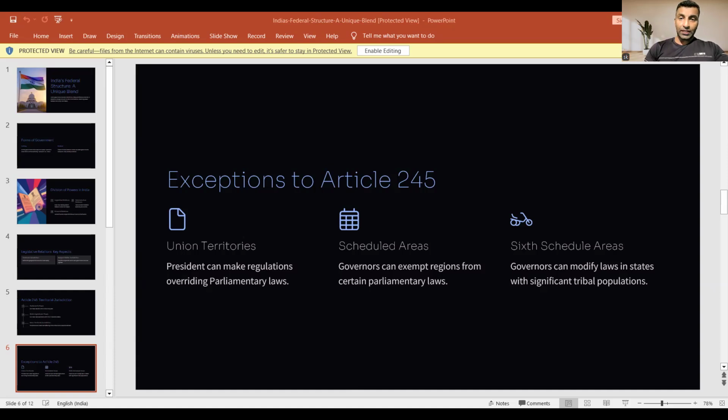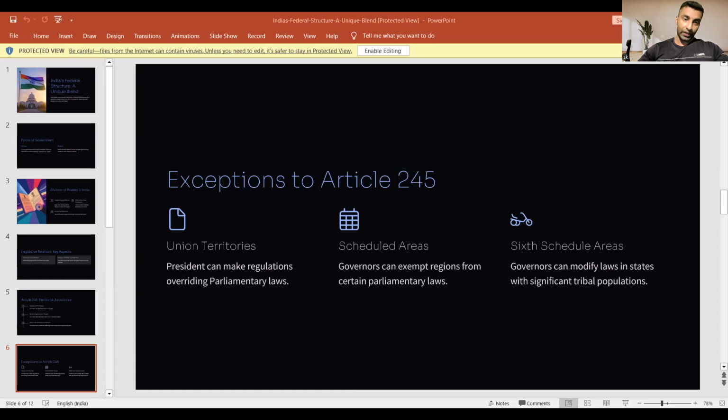First is with respect to union territories. For certain union territories, this comes under Article 240. For certain union territories, the President can make regulations that override parliamentary laws if required for the purpose of peace, progress, and good governance.